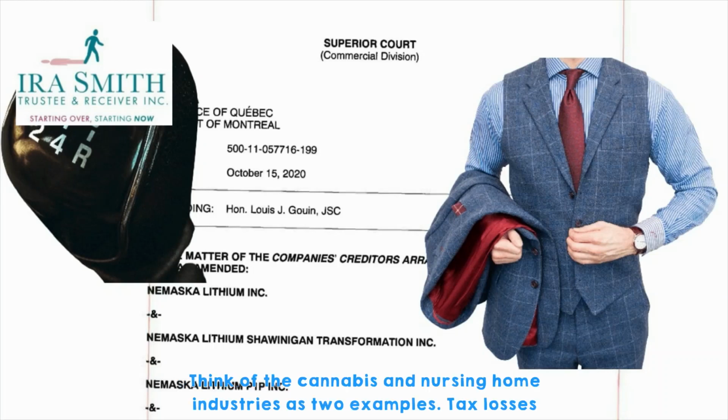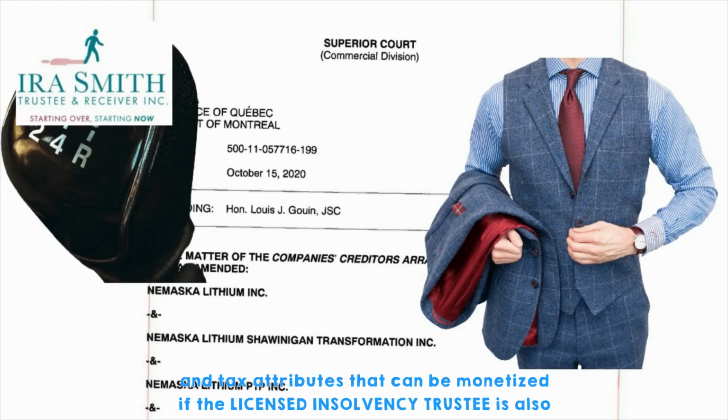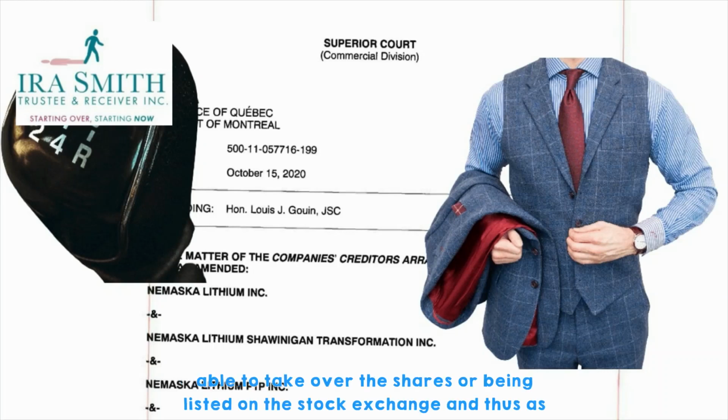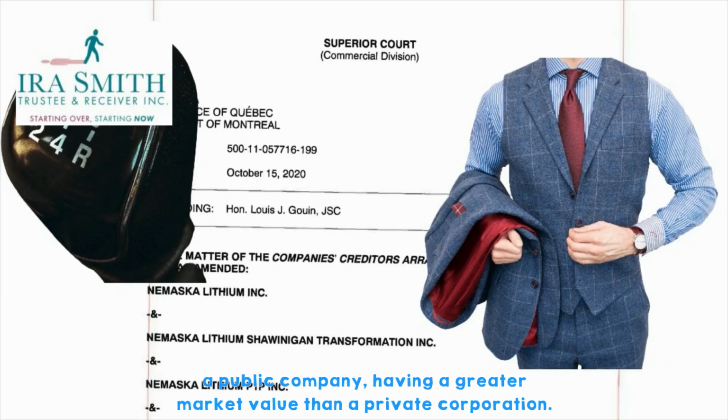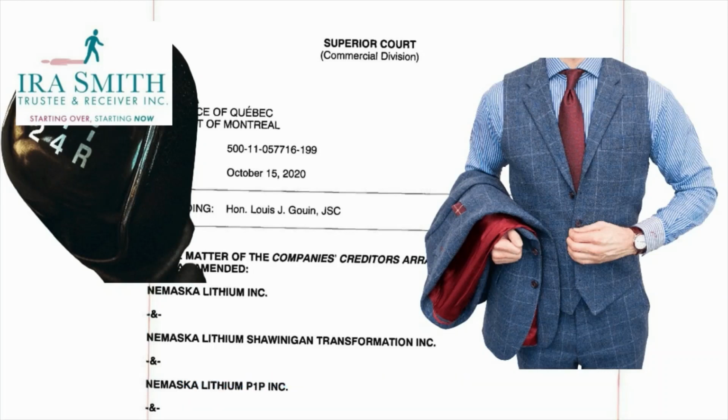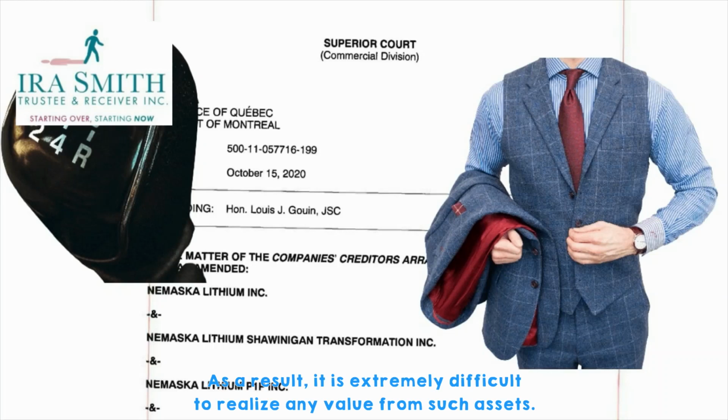Think of the cannabis and nursing home industries as two examples: tax losses and tax attributes that can be monetized if the licensed insolvency trustee is also able to take over the shares, or being listed on the stock exchange and thus as a public company having a greater market value than a private corporation. As a result, it is extremely difficult to realize any value from such assets.